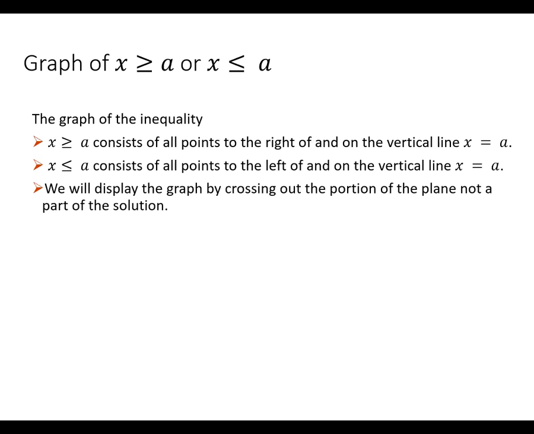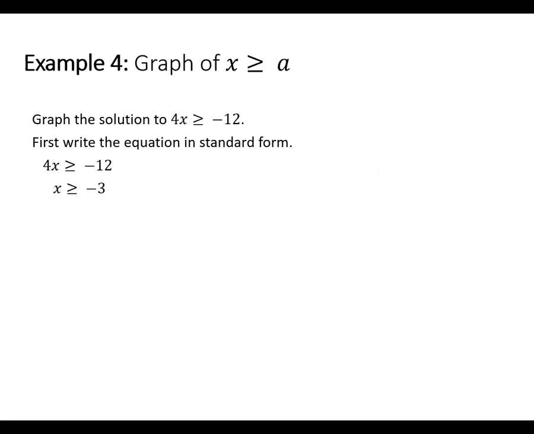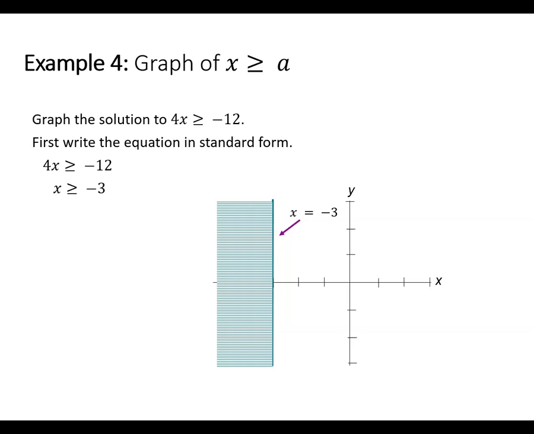If we go back to our previous slides, it's our first bullet point. It says we want everything to the right of and on the vertical line, x equals that number. So this is what the graph should look like. And you can see that we have this graph, and it says x equals negative 3. That's our vertical line. And we want everything to the right of it, which means that we're going to cross everything to the left of it out.